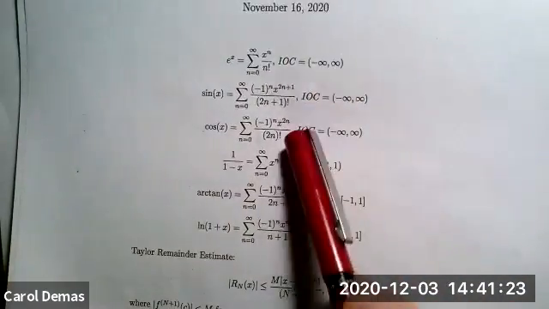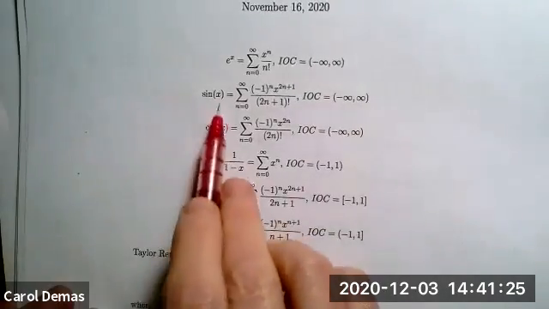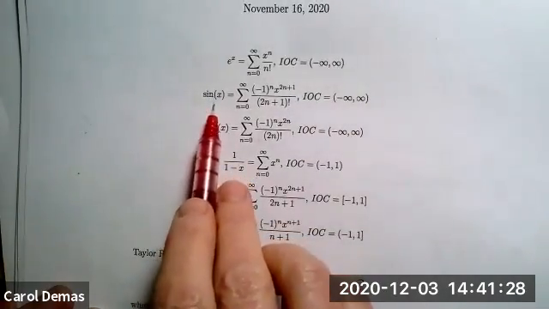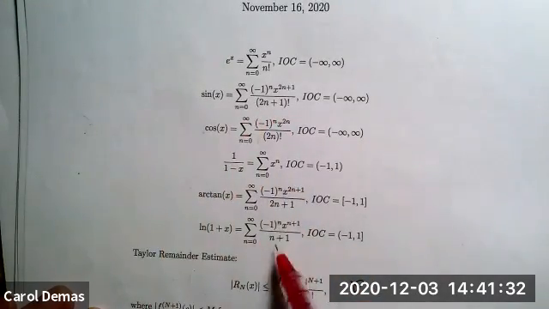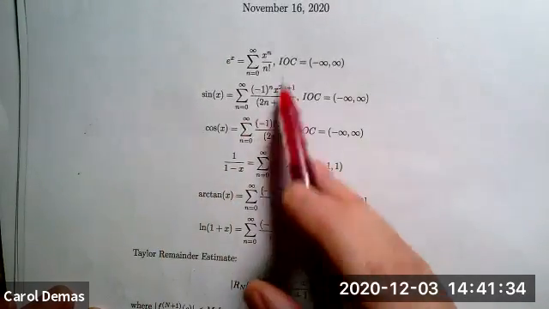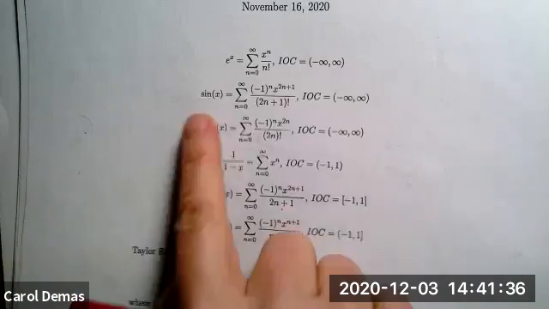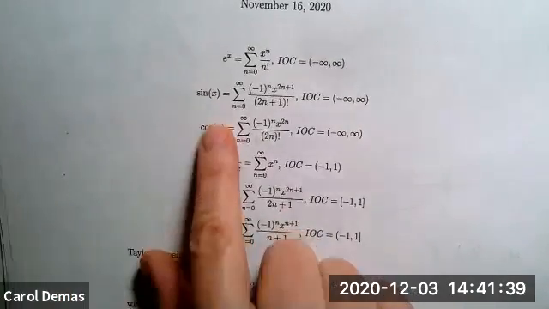So yeah, it has to be sine. Let's go ahead and copy down the formula for sine, because that one has (2n plus 1) factorial. Notice these all have different denominators. All right, so we know that this has to be a sine.